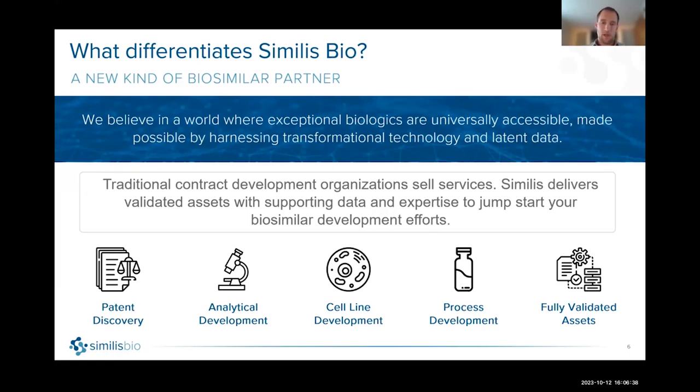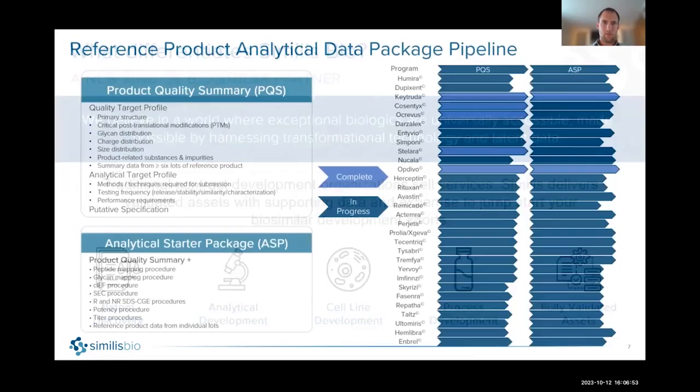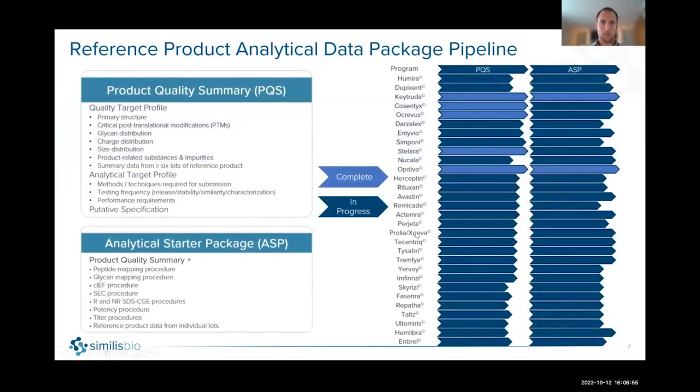And so we actually have begun our own cell line development and upstream and downstream process development as well, and moving those all the way forward to tox lot production. So yeah, that's what Similis does. Give an idea of the scope of the work that we do.